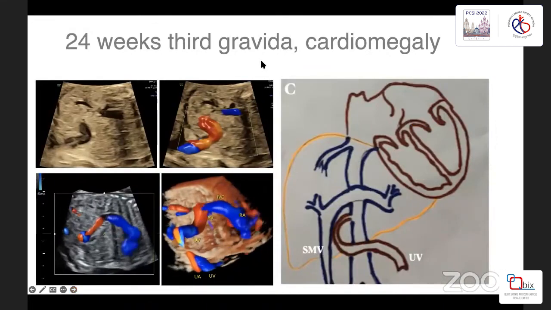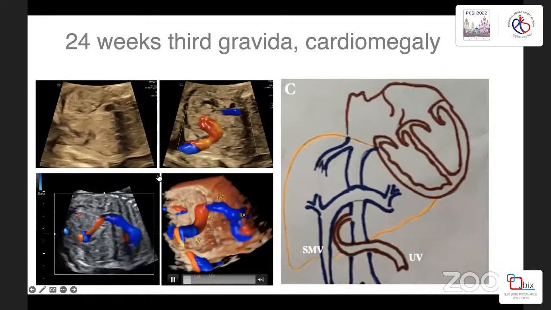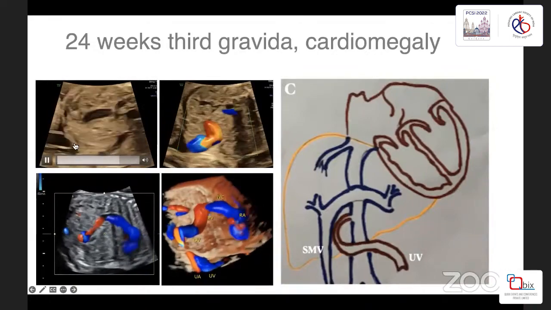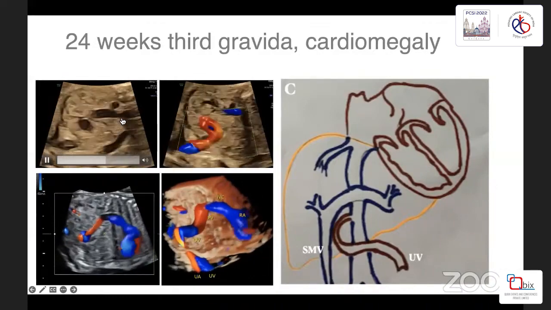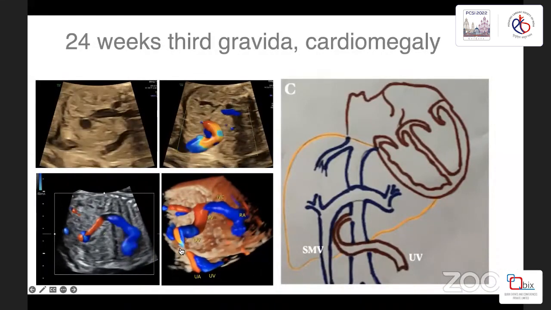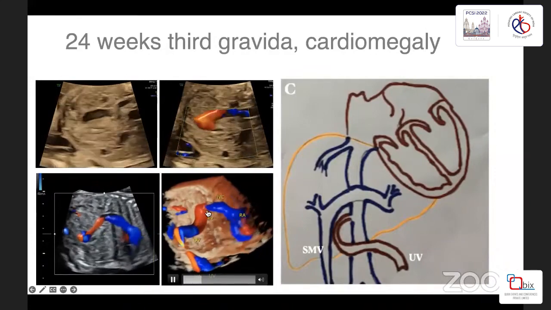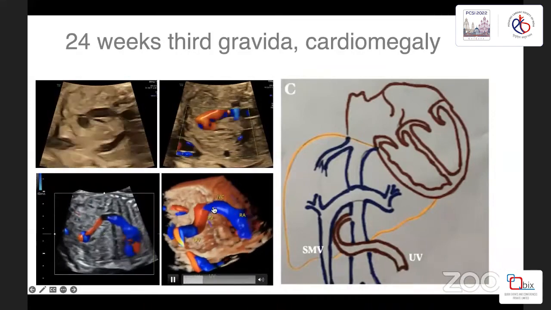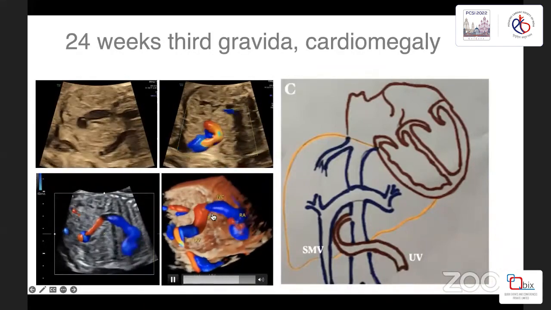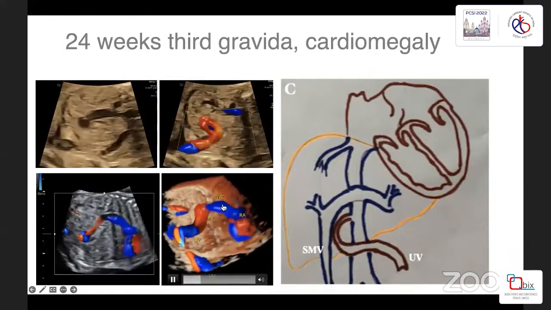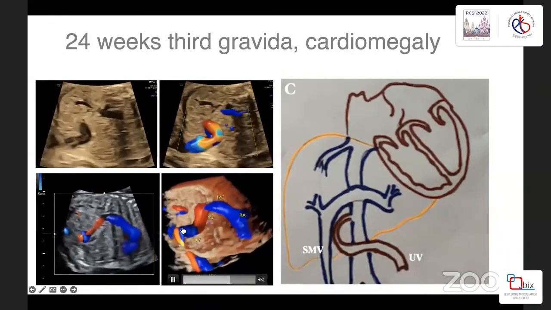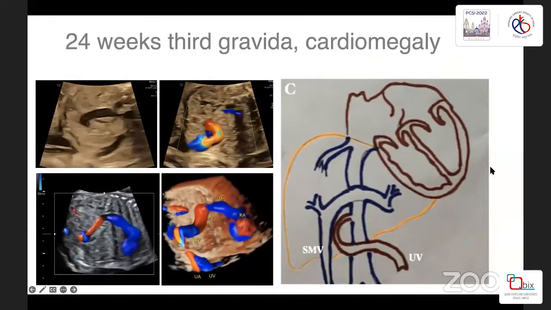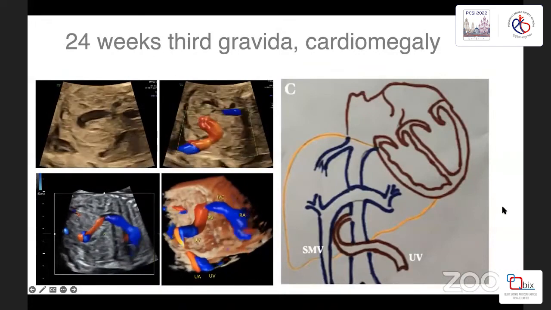This is a 24 weeks third gravida. Fetal echo showed there is cardiomegaly, and we interrogated the fetus, which showed that the umbilical vein is directly draining into the right atrium. You can see the umbilical vein directly draining to the inferior vena cava and subsequently to the right atrium. We could not identify the connection to the portal vein, and we could not see the portal vein and its radicals in utero. There was absence of ductus venosus. That is the main entity in this particular case.